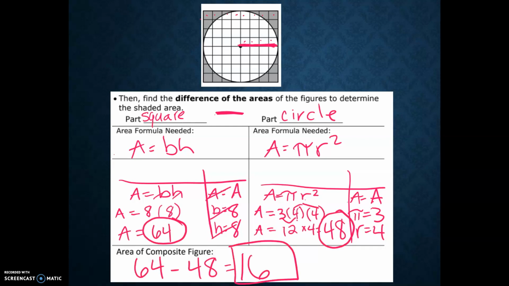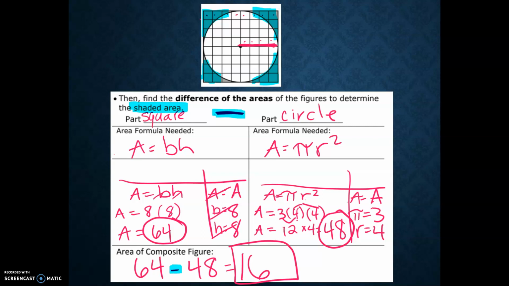Alright, hopefully you got 16 as your total answer. It was 64 for the square, 48 for the circle, and when you subtract those 2, you have 16 left over. The reason that we're subtracting is because we were looking for the shaded area, so we were only looking for the part of that figure that's actually shaded, which means you have to find what's left over once you take all of that circle space away. When we find what's left over, that's when we subtract. I'm highlighting the subtraction again to show why we do that.